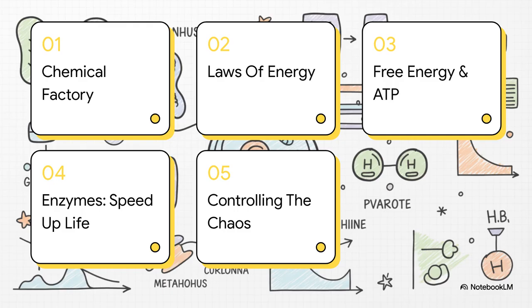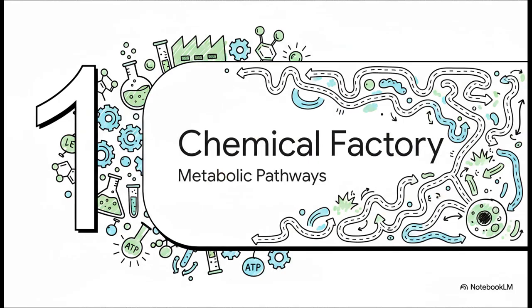Okay, so let's take a quick look at today's syllabus to map out our molecular journey. We've got 5 key modules: the cell's chemical factory, the laws of energy, free energy and ATP, enzymes speeding up life, and finally, controlling the chaos. All right, let's kick things off with our very first lesson, the cell's chemical factory and navigating metabolic pathways.